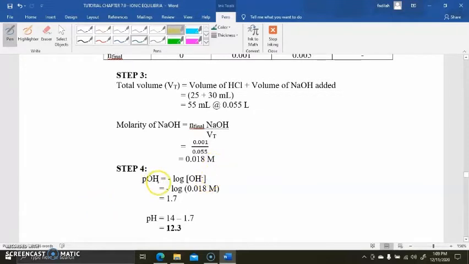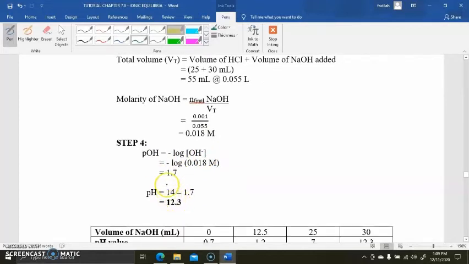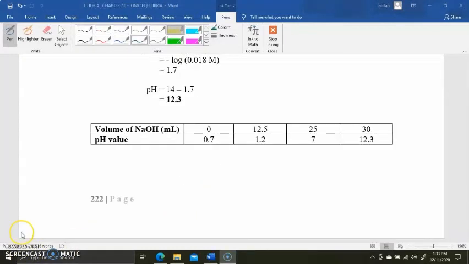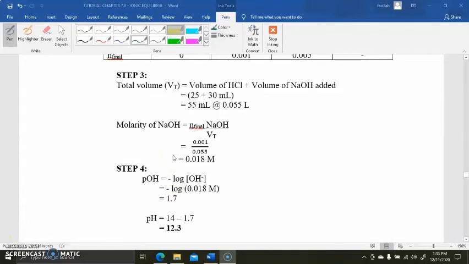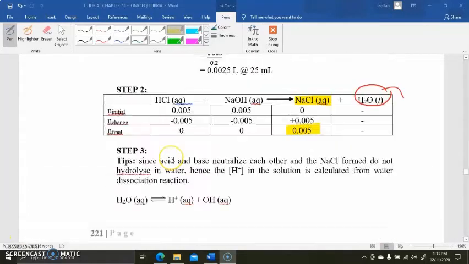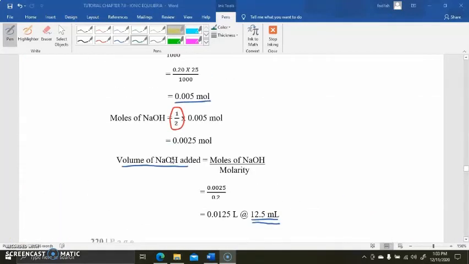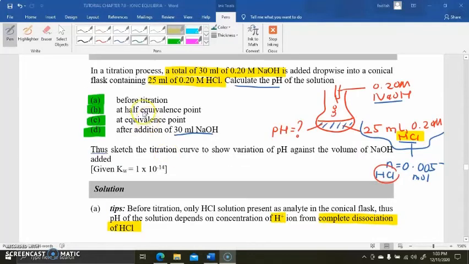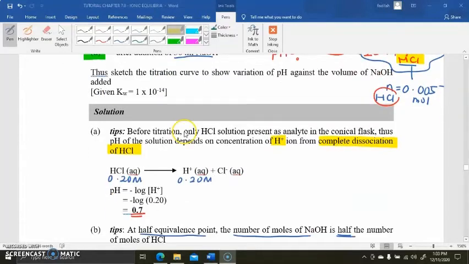Kita cari pOH dulu. Equals to negative log concentration OH minus. Kita dapat pOH 1.7. So, last kali nak cari pH, 14 minus 1.7. Okay, so class, kita dah finish calculate for the whole 4 calculation. Okay, before titration, pH at half equivalent point, at equivalent point, also after total addition of the titrant.